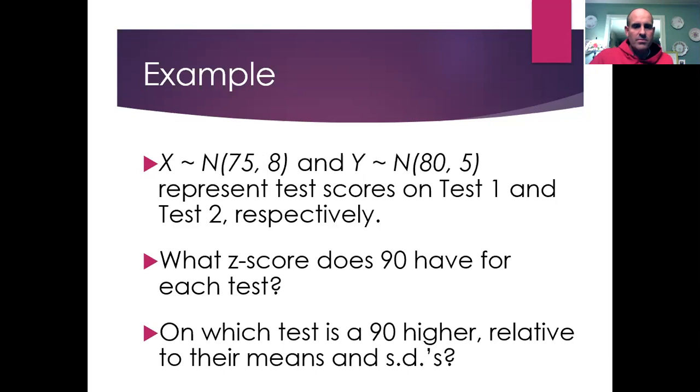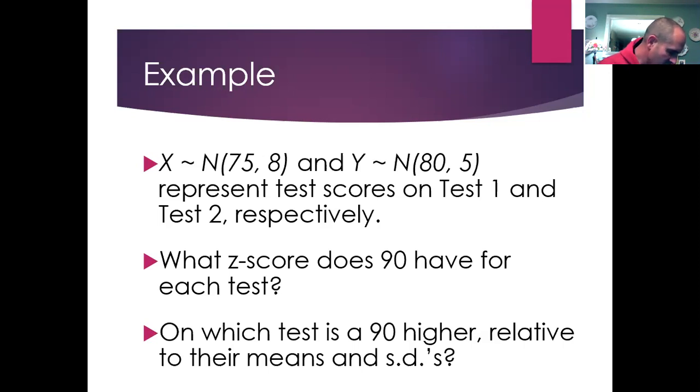Okay. So suppose I have, here's an example. Suppose I have one distribution that's normal with mean 75 and standard deviation 8, and another with mean 80 and standard deviation 5. And X is a test score on test 1 and test 2 respectively. What z-score does 90 have for each test? Now, z-score would tell you the number of standard deviations above or below the mean. So what about test number 1?